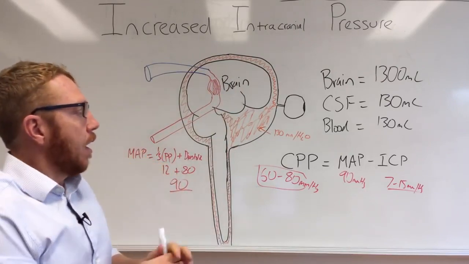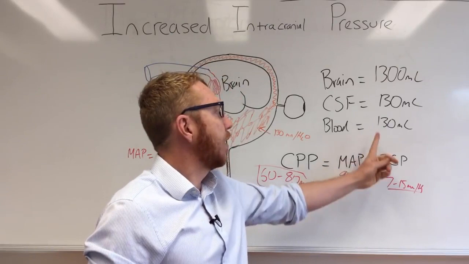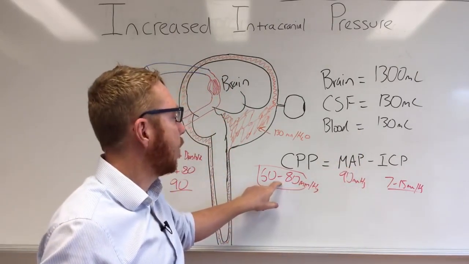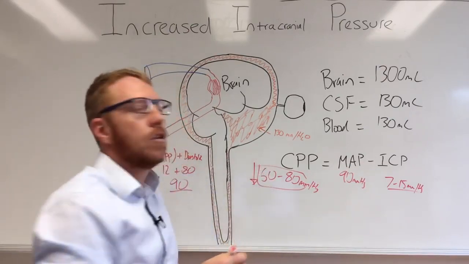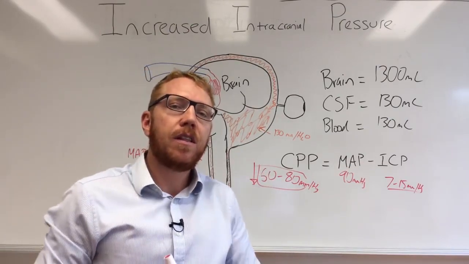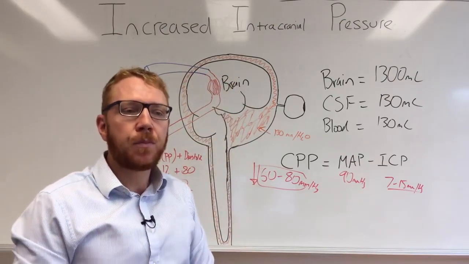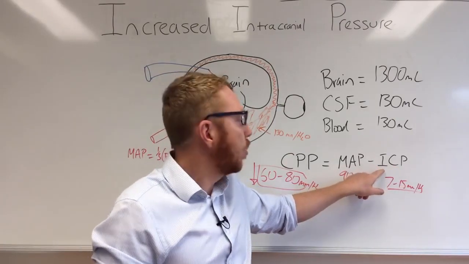And so in today's context, if this number starts to increase and get closer to the MAP, that means this number will drop. And if this number goes down, your brain isn't being perfused, therefore your brain's not going to be working very well and there's going to be problems. So before we jump into ICP, we now know what intracranial pressure is.